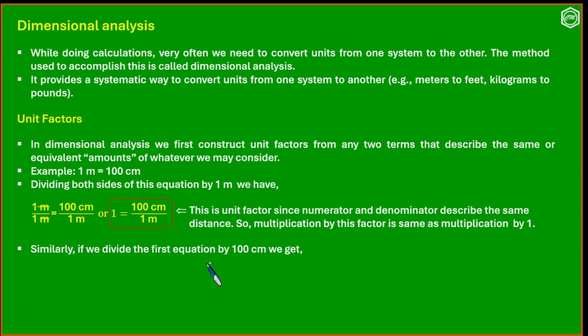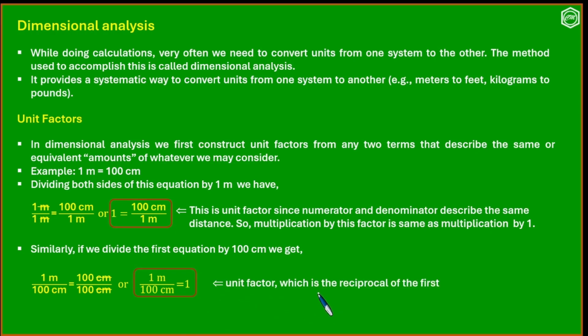Similarly, if we divide the first equation by 100 centimeter, we get 1 meter by 100 centimeter, and 100 centimeter by 100 centimeter, centimeter cancels. That is, 1 meter by 100 centimeter is equal to 1. And this also is a unit factor, and it is the reciprocal of the first.